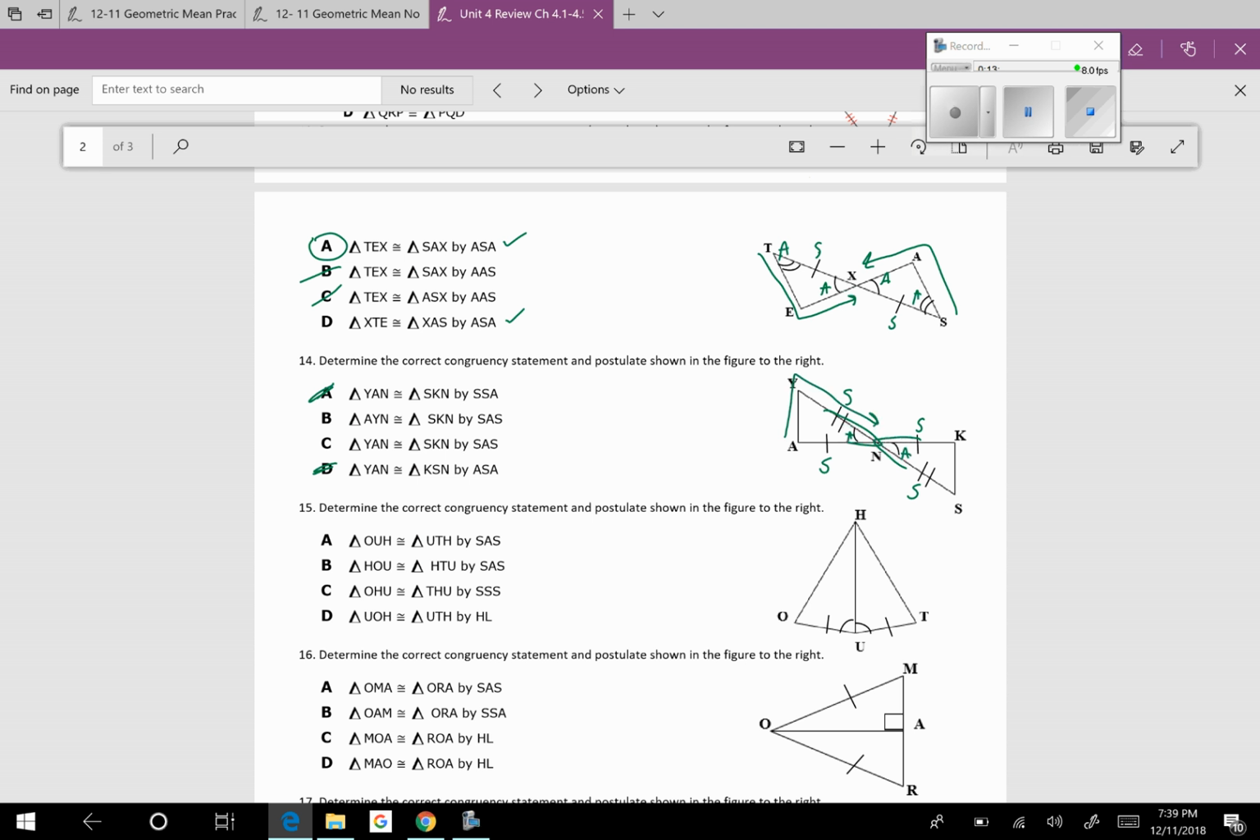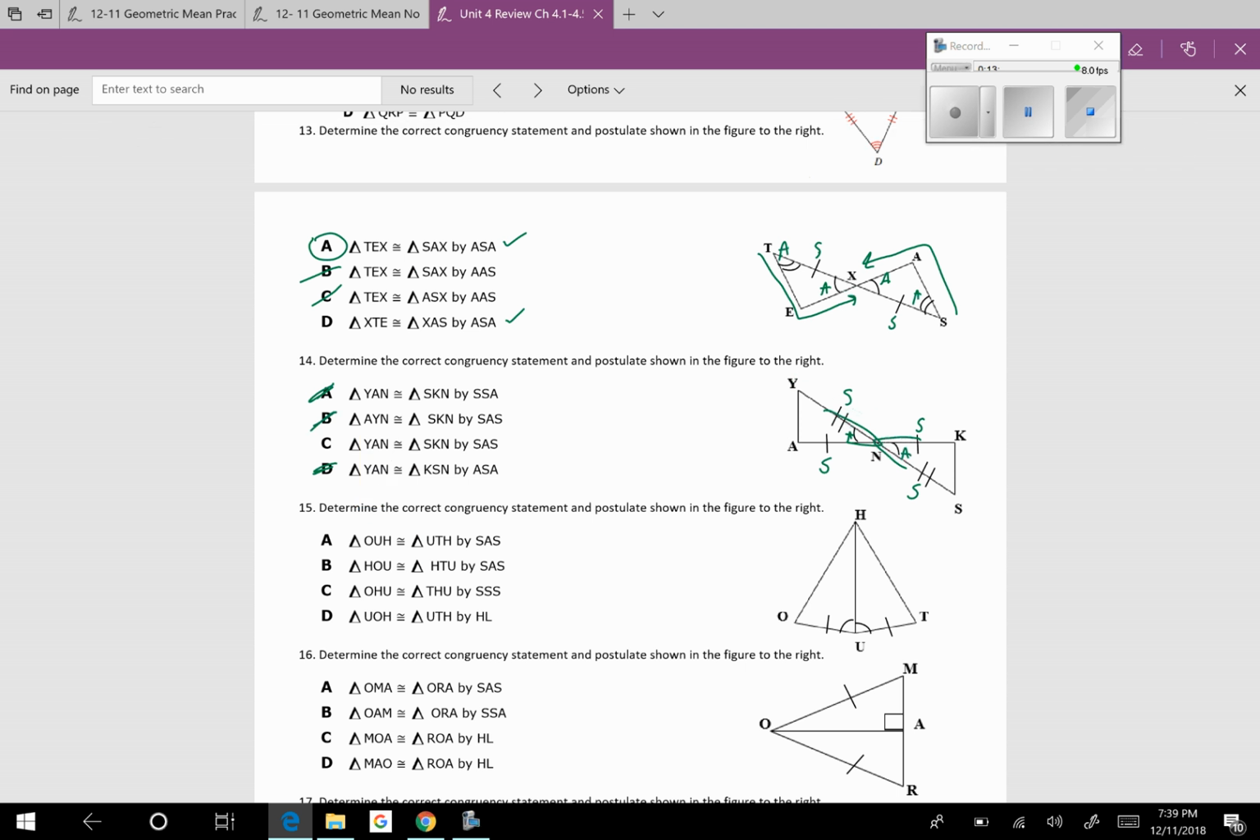A-Y-N, S-K-N. Did those go on the same sides of the triangle? No, look. On the first one, we ended on the side with 2. Over here, we ended on the side with 1. So nope, that doesn't work.